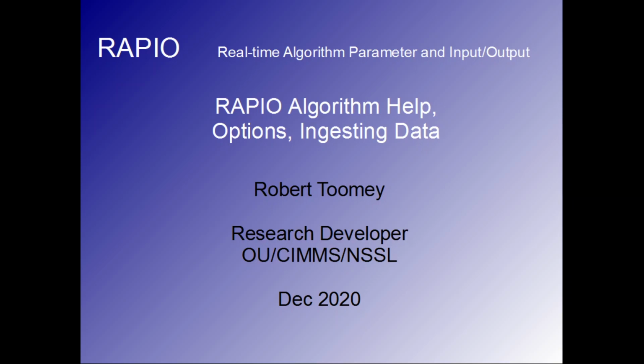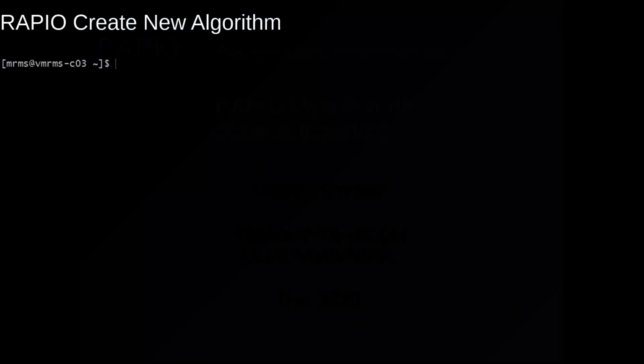In this tutorial, I'm going to focus mainly on ingesting data into an algorithm, basic output, and notification. I'll cover how to use the built-in help and show some of the built-in options for algorithms. I'll probably show some examples using the real-time flag and sync options as well. So let's get started.